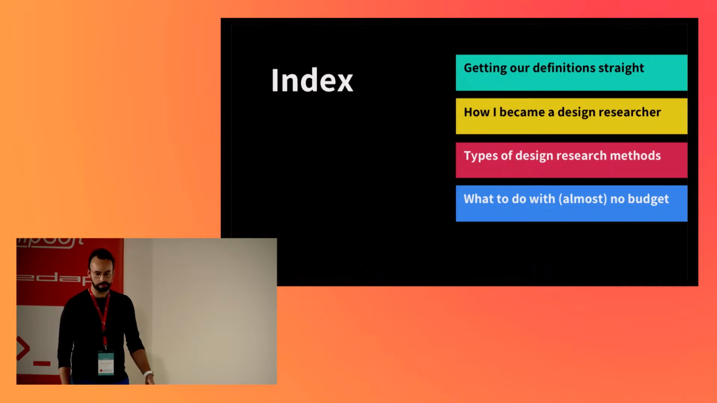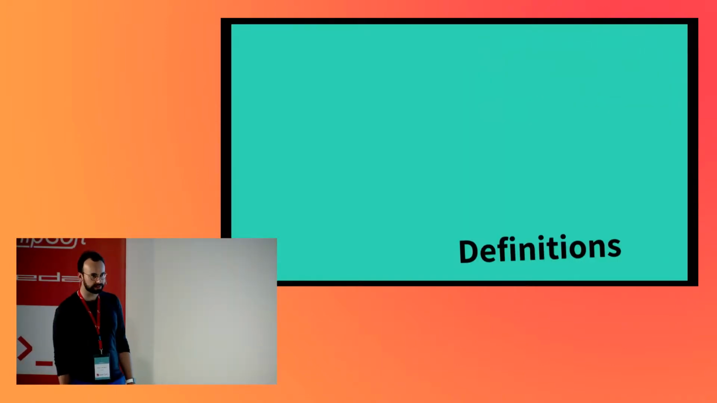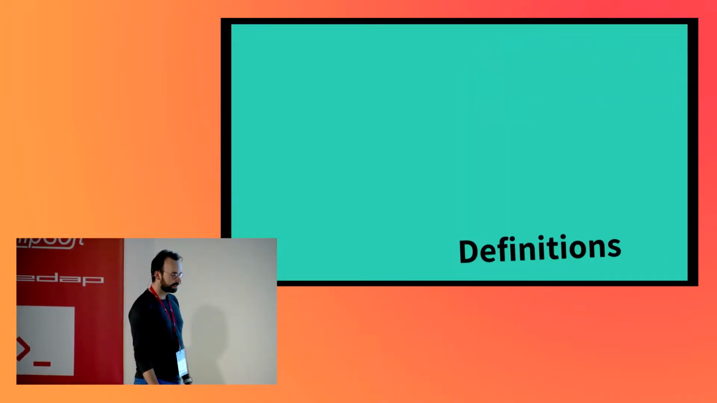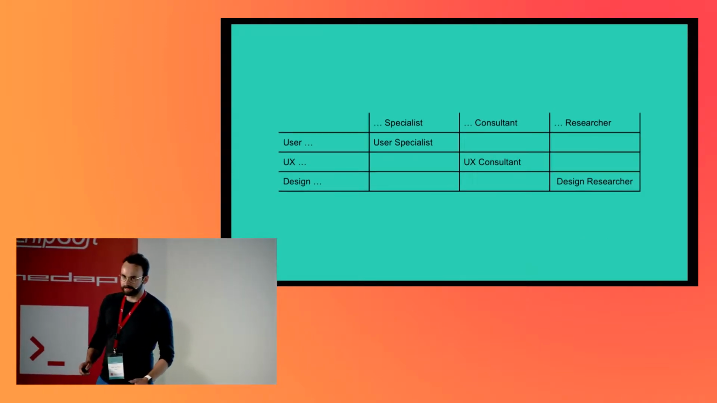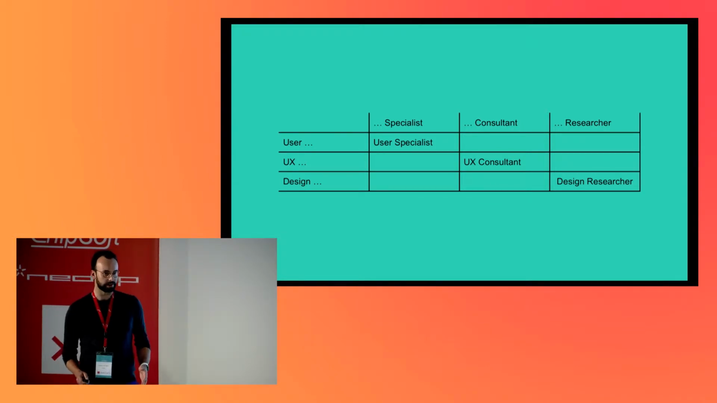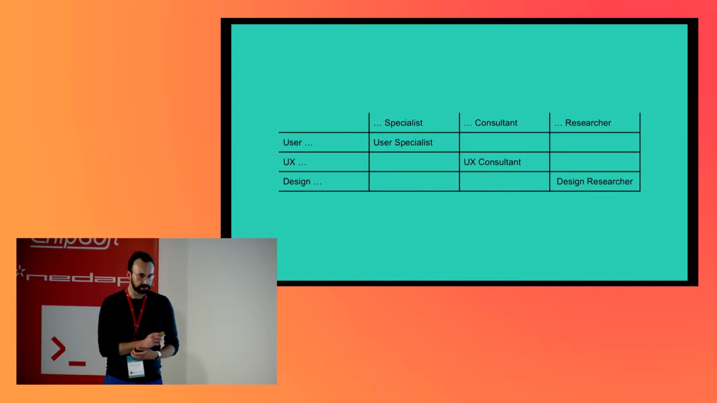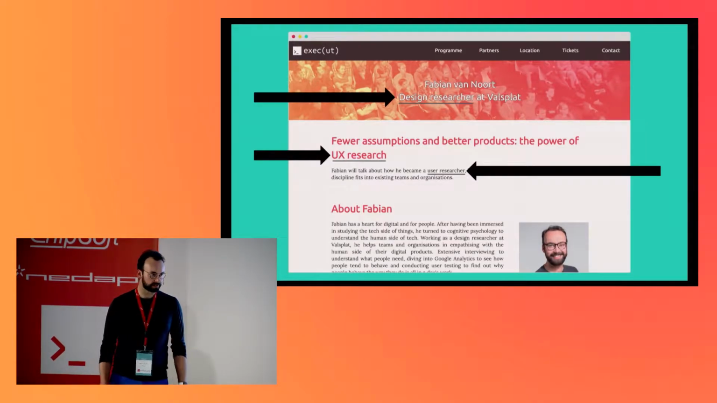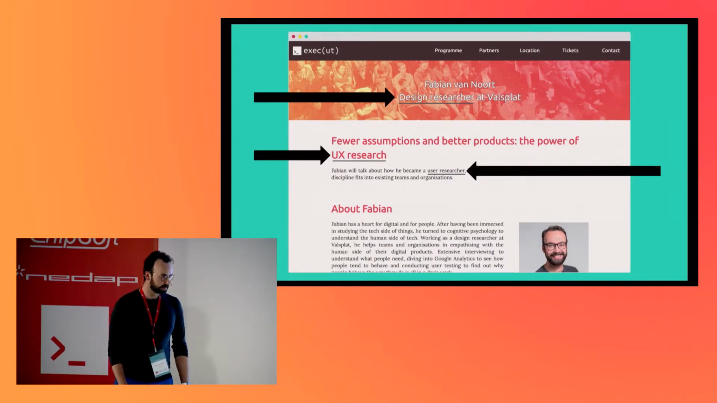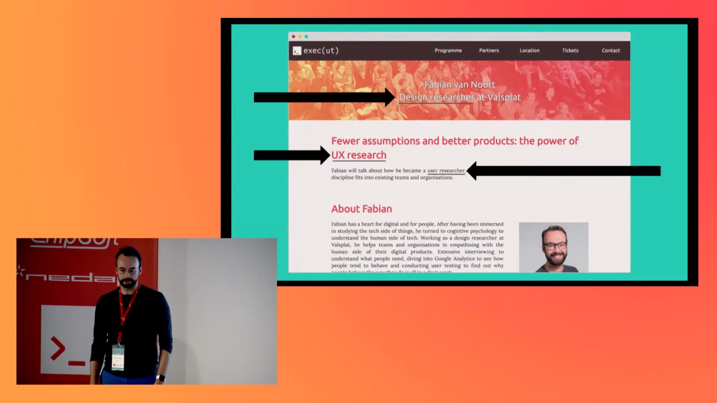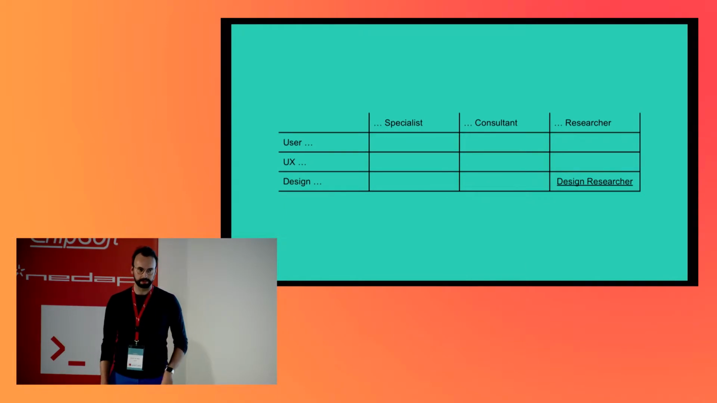Great. Well, now that we know what we'll be talking about, let's start with getting those definitions straight. You may have seen there are very different titles for the job that I do. You could call me a UX researcher, a user specialist, and I even like to mix those up myself. As you may have seen on the website before this event, we have UX research, design researcher, user researcher. There are many terms to describe me, but now let's stick with design researcher.